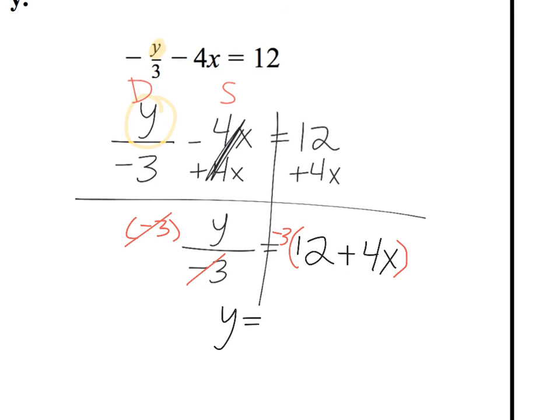Hopefully you can do it without a calculator. Negative 3 times 12. Negative 36, yep. And then negative 3 times 4x. Negative 12x.